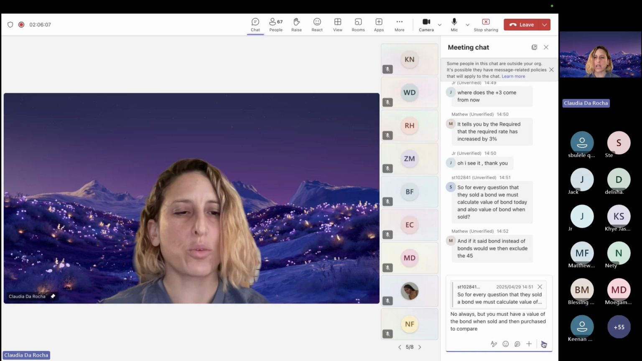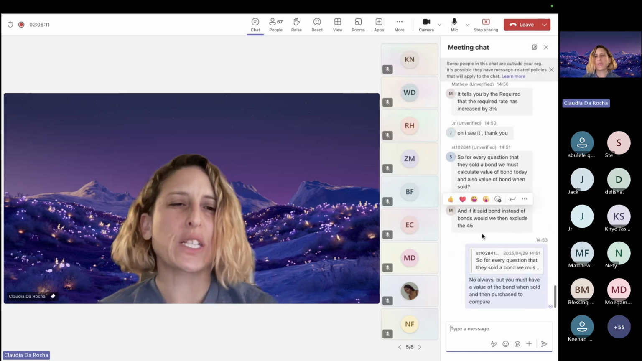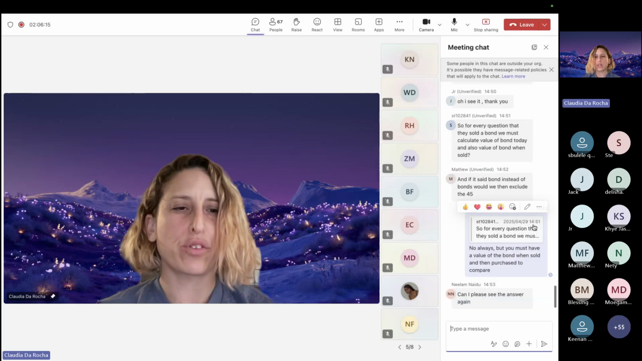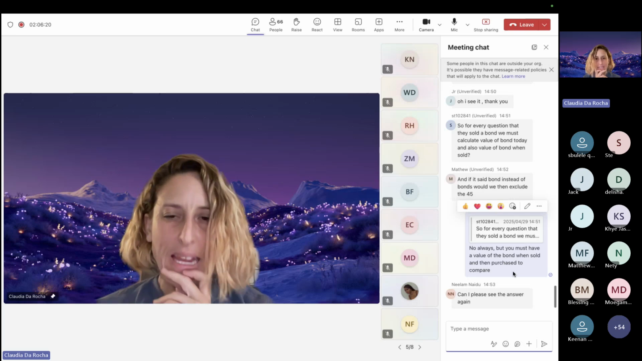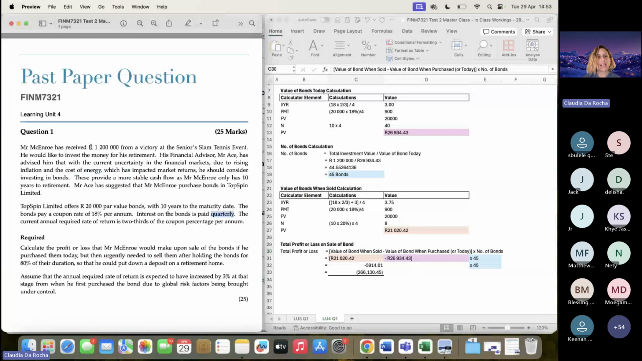Okay, so you don't always have to calculate. I can give it to you. So the question is, if they said bond, with one S, instead of bonds, we would then exclude the 45. Yes, technically, but I think the big thing with this question is they said that he received 1.20 and he wants to use all of that to purchase bonds. So that's also the dead giveaway.